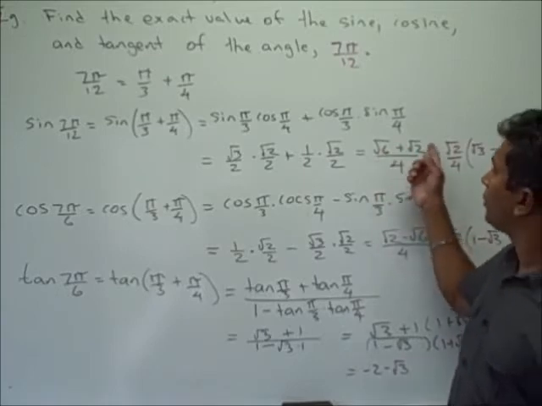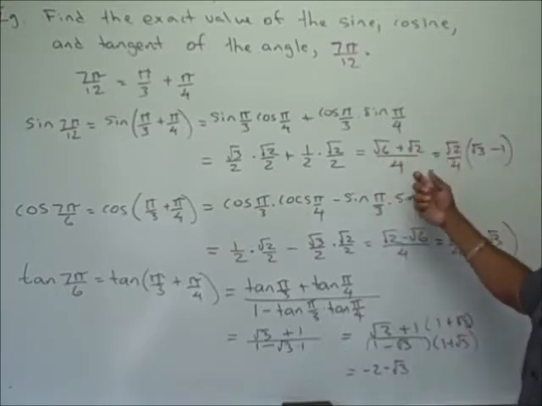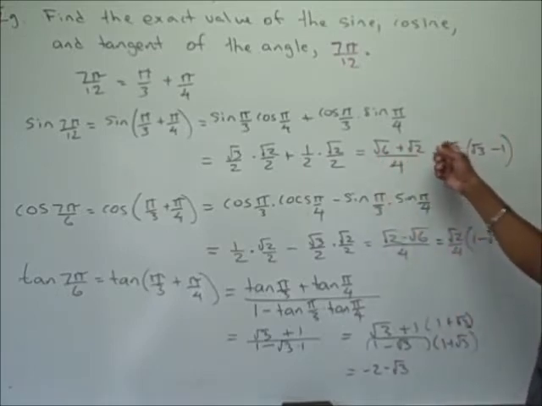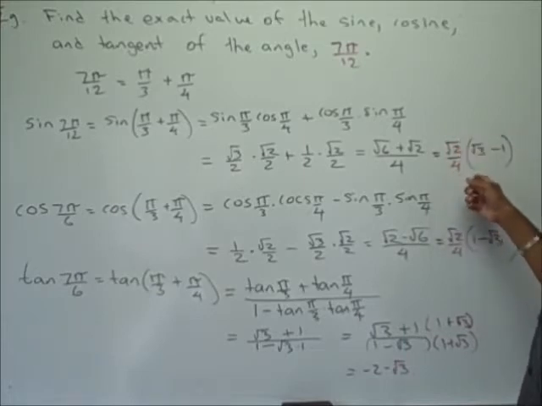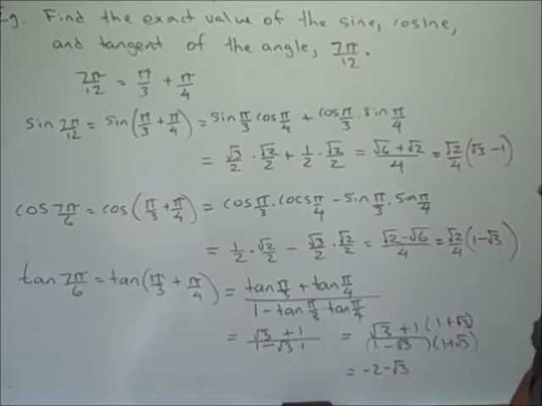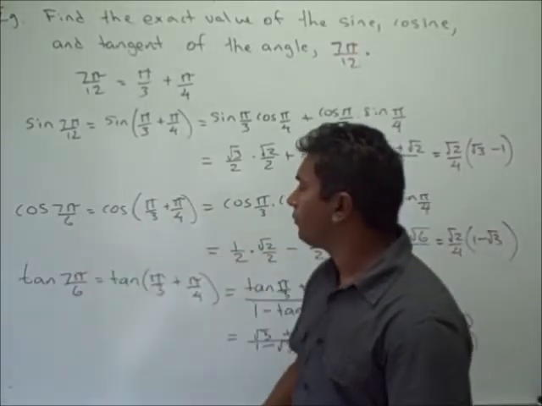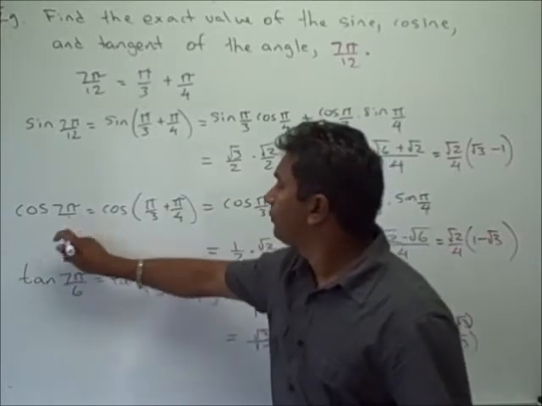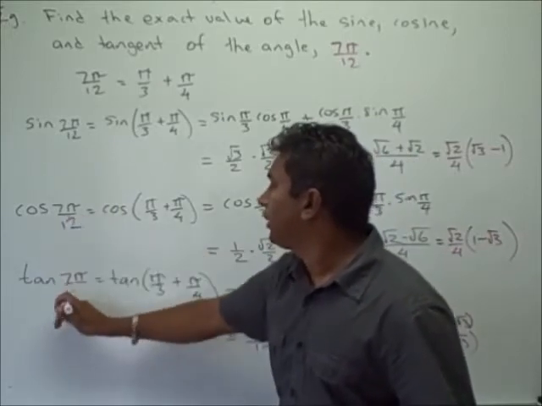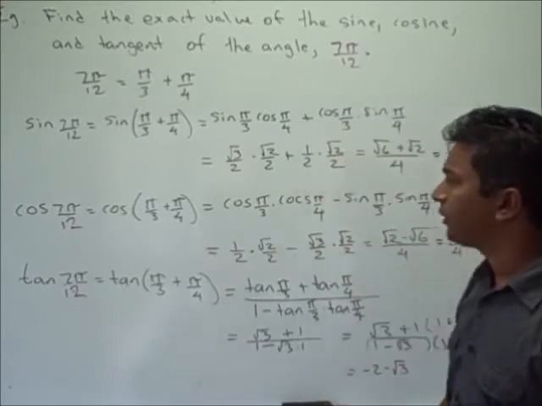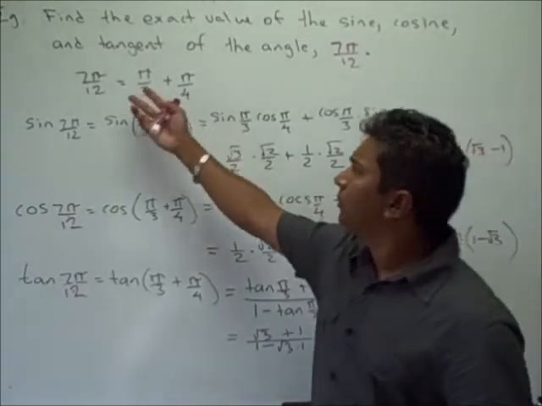If we factor the square root of 2 from the numerator and 4 from the denominator, we get the square root of 2 over 4 times the square root of 3 minus 1. Now we can find the sine of 7 pi over 12 and the tangent of 7 pi over 12 also by using the same sum here.